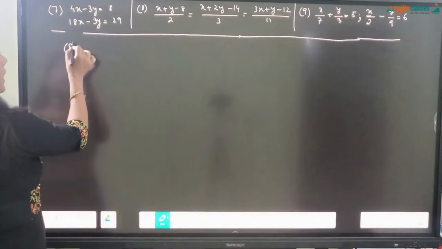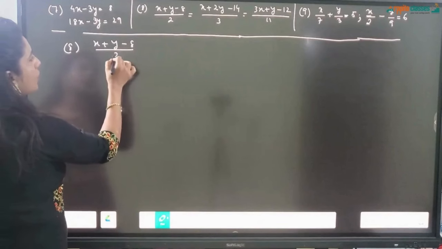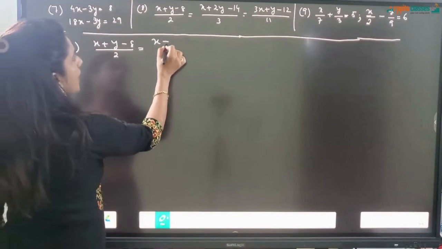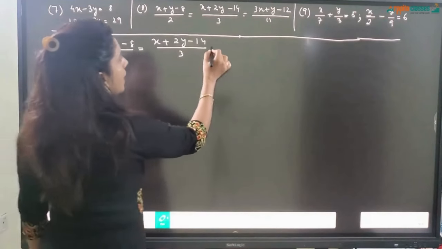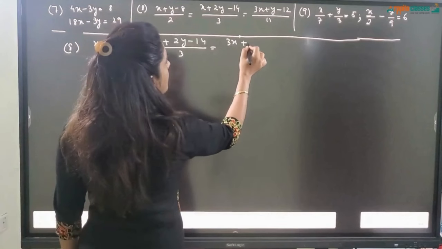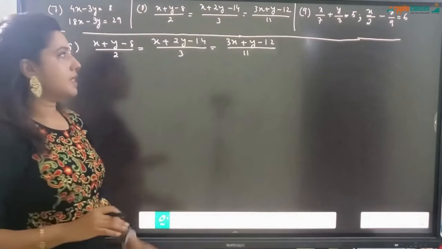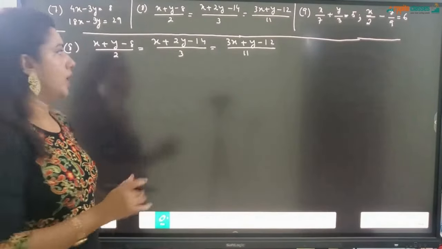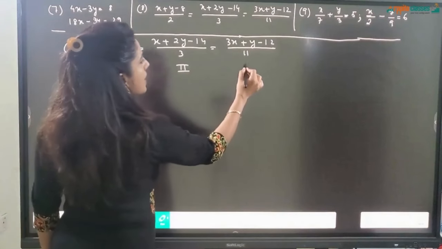So question number 8 is x plus y minus 8 upon 2 is equal to x plus 2y minus 14 upon 3 is equal to 3x plus y minus 12 upon 11. So here you can see 3 expressions are equal. I name it as 1, this as 2 and this as 3.